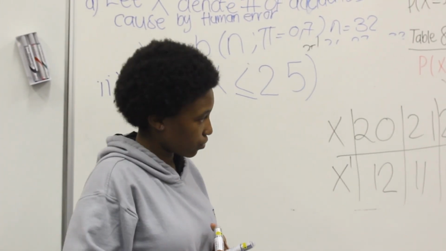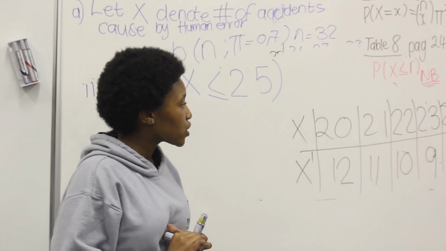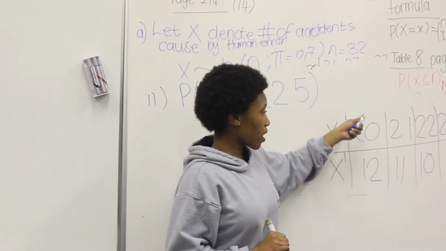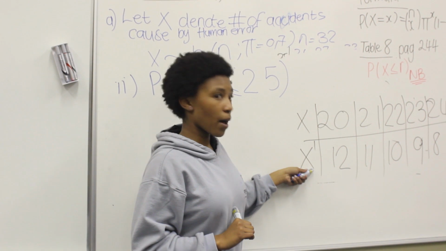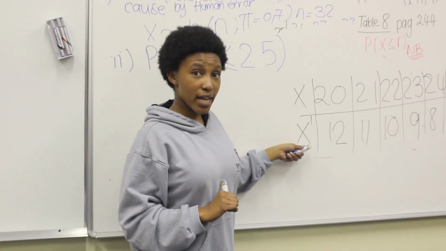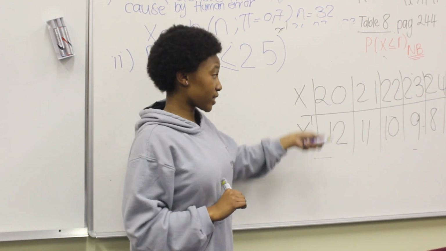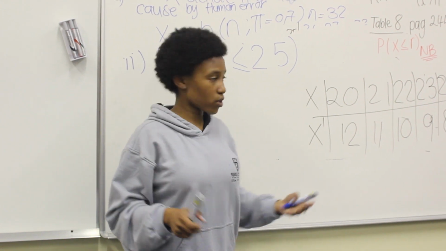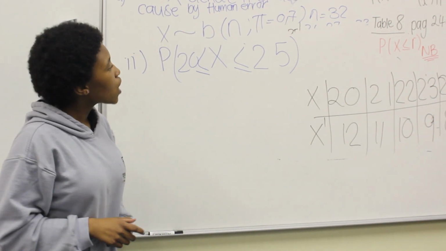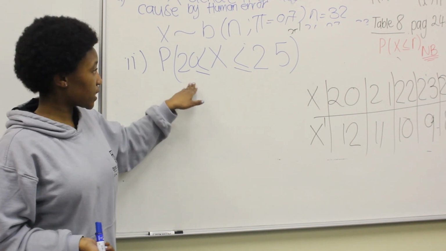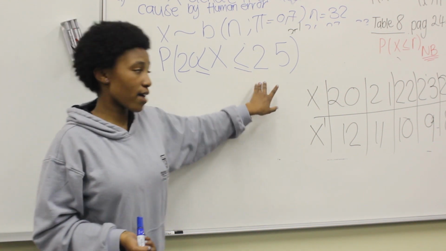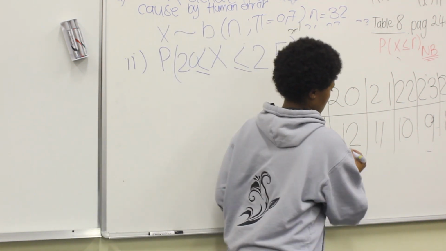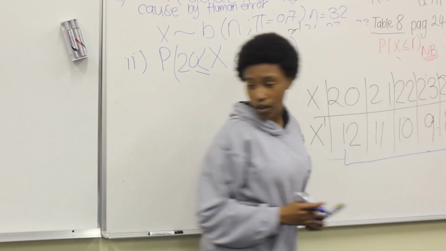Just a point of reference: in order to know you're going in the right direction when you're using your x and your x bar, the x plus your x prime must equal 32, or must equal your n, right? So 20 plus 12 is equal to 32. So you know you're on the right track. So now we're looking for the region where x is between 20 and 25 inclusive, the probability of that, which is the same as the probability of this, right?